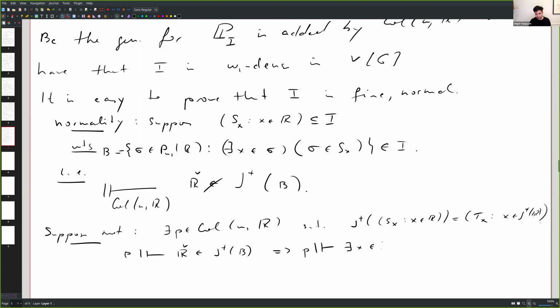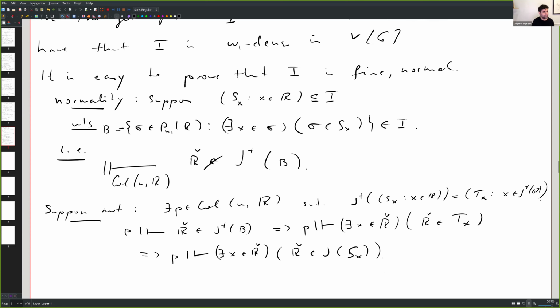That means there exists X in R such that R is in Tx. That's what it means. But let's see, if I pick an X in R, check, are the reals in V? That means Tx must be J of S of X. So this means P forces that there exists X in R hat such that R is in J of S of X.